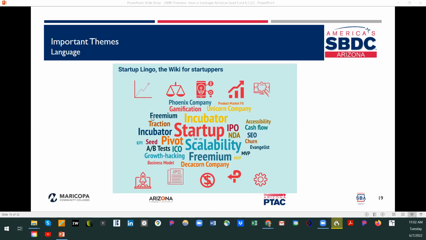If you can use these words or get somebody to help you inject these words into your commercialization plan, you'll look more like somebody who understands entrepreneurship and starting a new business. Things like incubator, scalability, traction, cash flow, MVP. So there are different words, and so just know the right words, and use the right words.